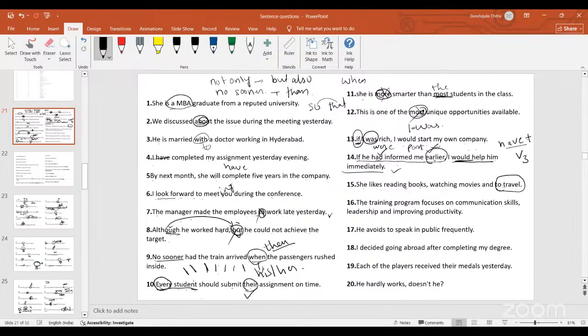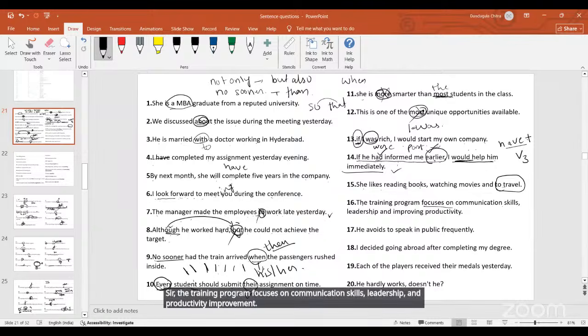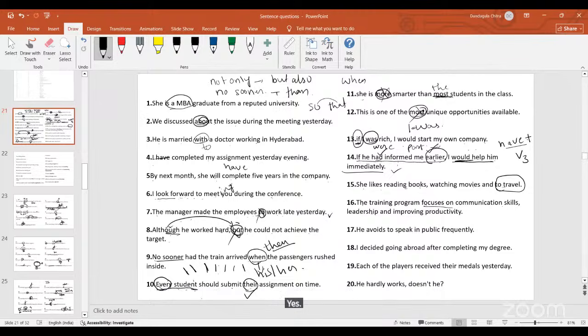Yes. Focus on. Focuses on is also right. The training program focuses on communication skills, leadership, and productivity improvement. Yes, instead of improving productivity, we can also write productivity improvement. But this is also a right sentence.